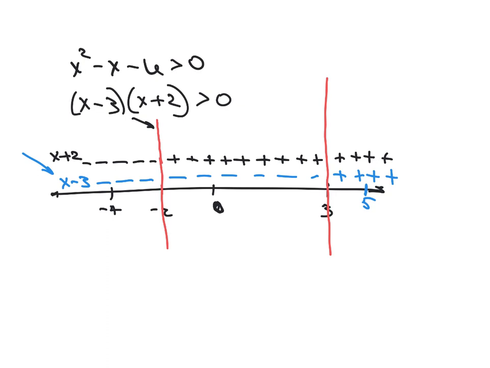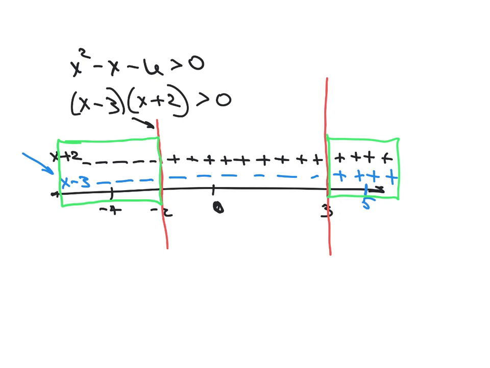Fortunately, looking at this graph, I can say, oh, all the numbers smaller than negative 2 are going to give me negatives. Two negatives give me a positive. Here's a negative and here's a negative. Two negatives give me a positive. I look over at the other end. Two positives give me a positive. So what that tells me is that I can pick any number less than negative 2. Any number over here and any number over here. And when I plug it in here, I'm going to get a number greater than 0.